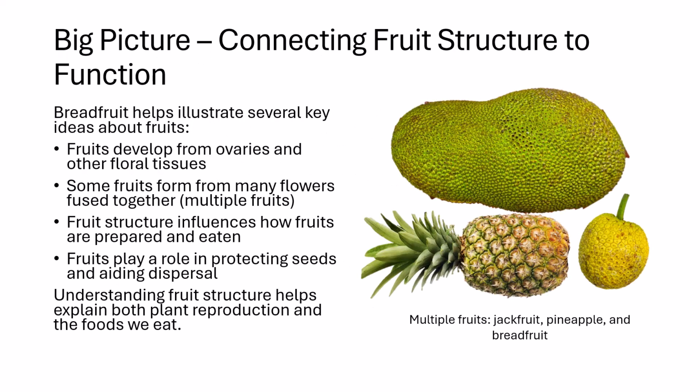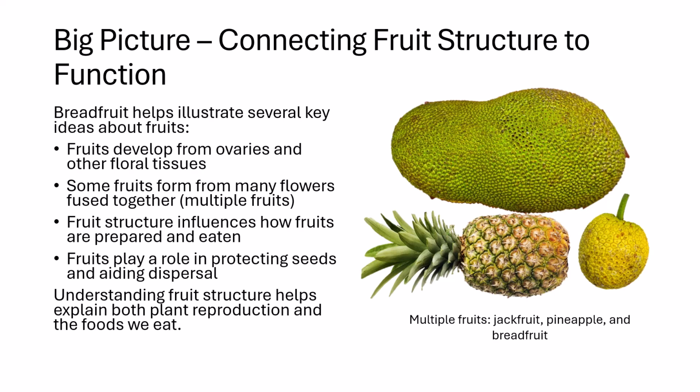Let's step back for a moment and look at the big picture. In this lab, you examine many different fruit types: fleshy fruits, dry fruits, simple fruits, aggregate fruits, and multiple fruits. Breadfruit is a great example of how fruit structure reflects how the fruit develops. Because breadfruit forms from many flowers fused together, its internal structure includes tissues from an entire inflorescence. This is the same developmental pattern we see in pineapple and jackfruit, which are also multiple fruit.